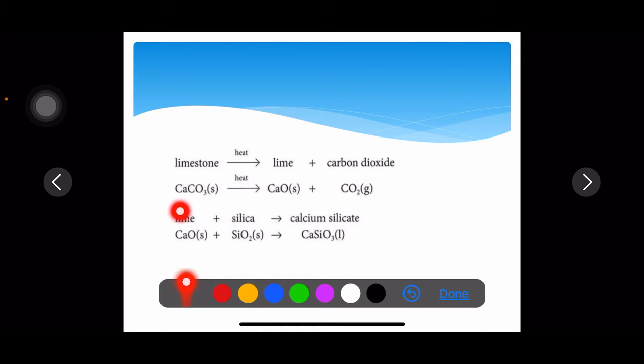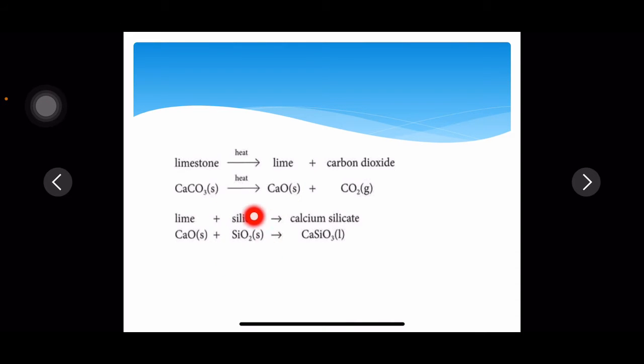They can ask you why we add this one. It is decomposed thermally, that is by heat, into calcium oxide plus carbon dioxide. This calcium oxide, because it is a basic oxide, is used to neutralize the acidic impurity, that is silica or silicon dioxide. By neutralization reaction, they react together and make slag. The slag is named as calcium silicate, CaSiO3. So this step is just to remove the impurity. That's why we add calcium carbonate into the furnace.